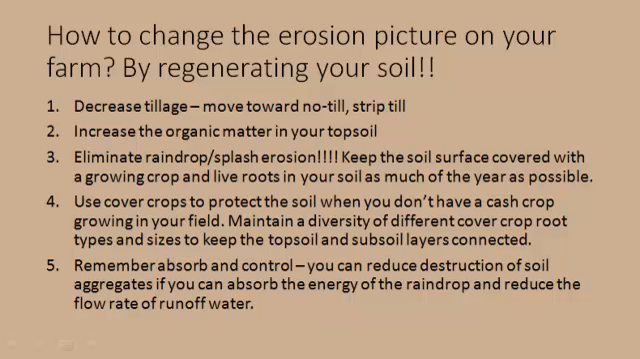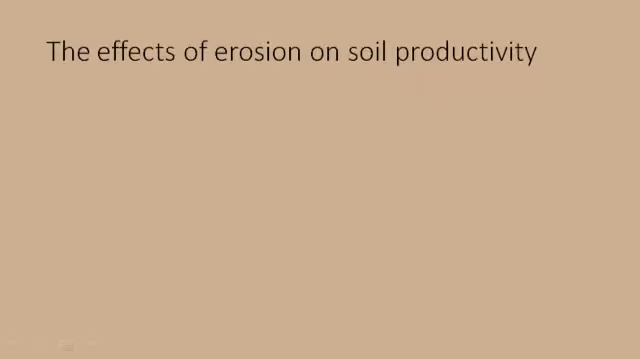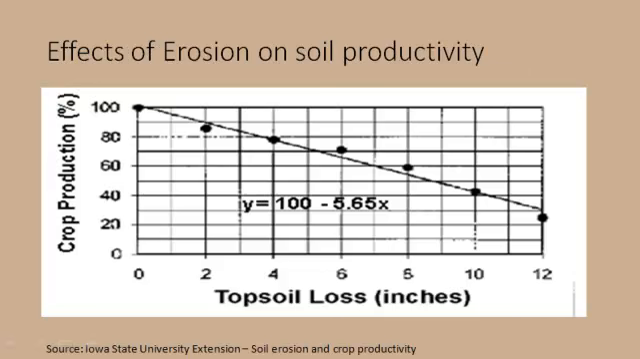Now, the second part of my talk is the effect of erosion on soil productivity. And the folks from Iowa State found a direct relationship between the amount of topsoil loss and the amount of crop production loss. If you lose 2 inches of topsoil, you lose 15% of your crop production. If you come over here to 6 inches, which would equate to severe erosion in any state in the United States, you lose 30% of your crop production.